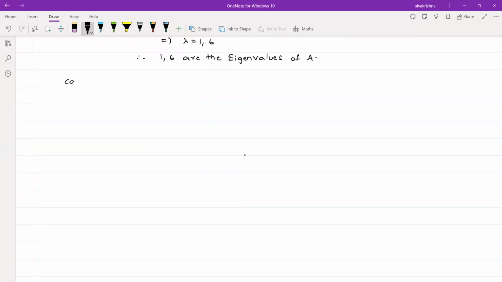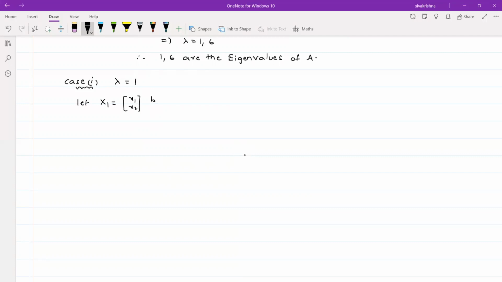So for that, I am writing case 1. In case 1, I am considering lambda is equal to 1, since these two are the values of lambda. And I am supposing that capital X1 is equal to a column matrix consisting of two elements, small x1 and small x2. Because the given matrix is a 2 by 2 matrix, we have to consider only two elements in the column matrix. Suppose the given matrix is a 3 by 3 matrix, we can consider three elements in the column matrix, that is x1, x2, and x3.